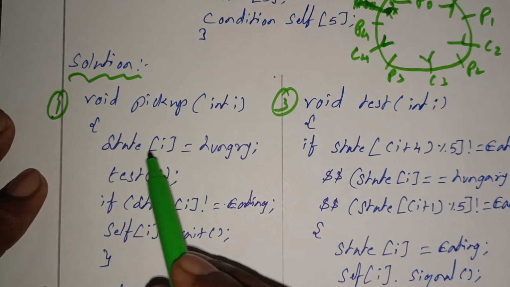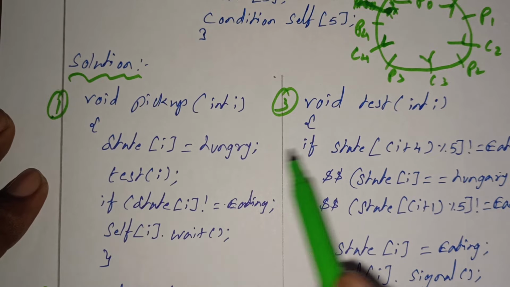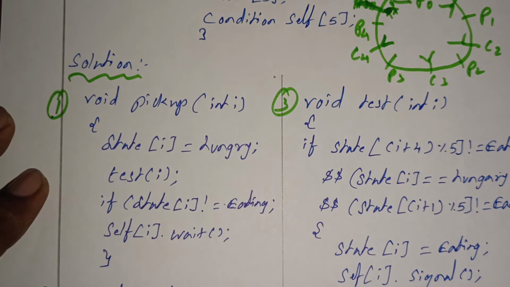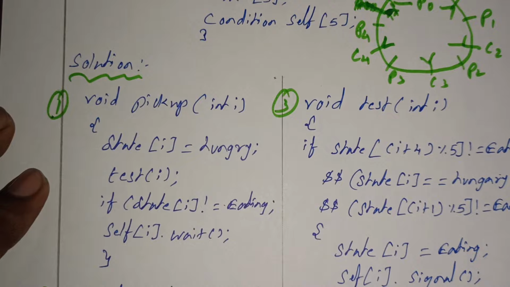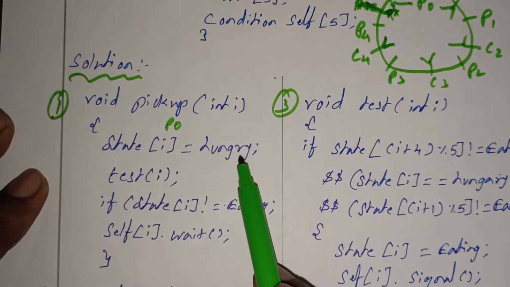Now say, for example, state of i. State in the sense of the number of philosophers available at that particular round table. I told you I'm going to start with philosopher number 0. So here you can check that the value of i is P0. So state of P0 is equal to hungry.